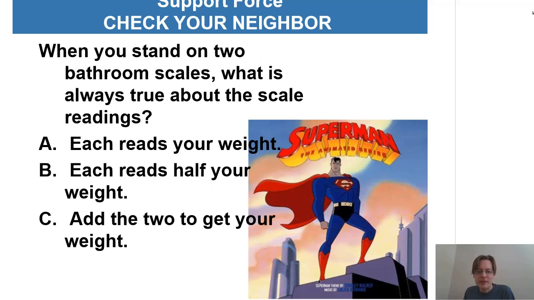Superman's standing like that. He's standing in an uneven fashion here. And if there are 2 scales, 1 under each foot, what's always true about the readings on those scales? This one and that one. Does each one read your weight? Each one reads half your weight? Or you add the 2 to get your weight? Okay. Pause it, think about it. Here's the answer.